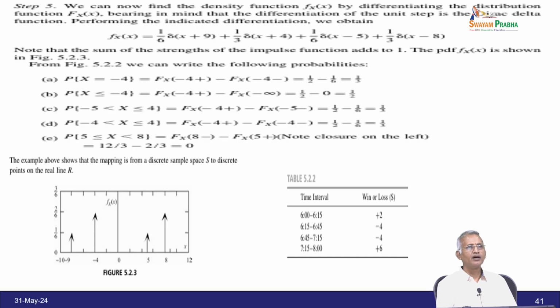So, we have successive inequalities where the range varies from minus 5 to 4 and minus 4 to 4, and x is less than or equal to minus 4. We have F_X of minus 4 minus F_X of minus infinity is 1 by 2 minus 0, which is 1 by 2, and P of minus 5 less than x less than or equal to 4 is 1 by 3, and P of minus 4 less than x less than or equal to 4 is 1 by 3, and P of 5 less than or equal to x less than 8 is 0. So, this shows the mapping from the discrete sample space to discrete points on the real line. So, the corresponding win or loss is explained.